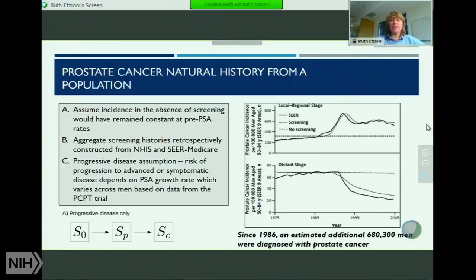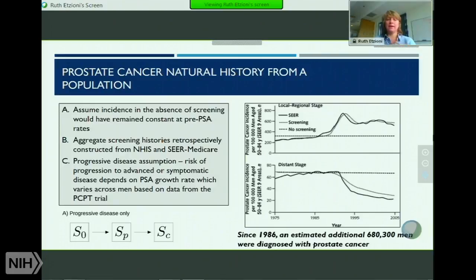I'll show you in the next couple of slides a model that we've fit to population prostate cancer data, to contrast with the excess incidence study of prostate cancer that I showed you earlier. And again, if we go back to these three criteria, what is our background incidence? We assume that incidence in the background of screening would have remained constant at 1986 levels. We're in a population setting, so we aggregate screening histories retrospectively, reconstructed from claims and survey data. And we don't allow, in this case, a branching of natural histories.